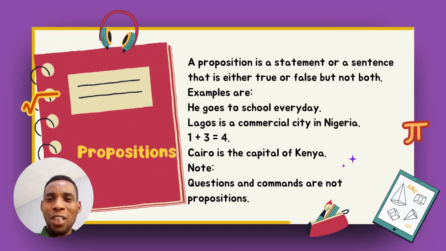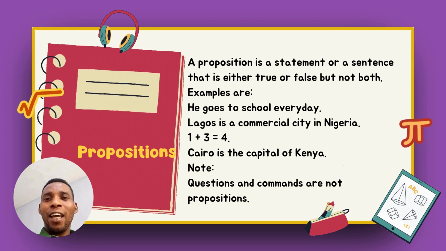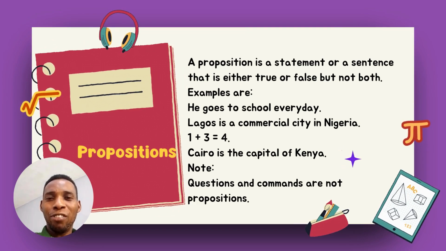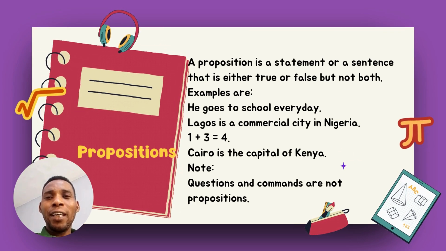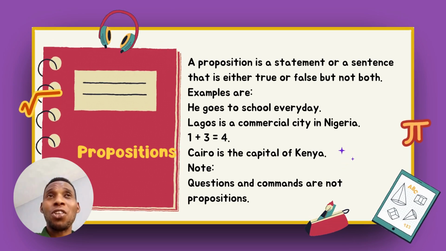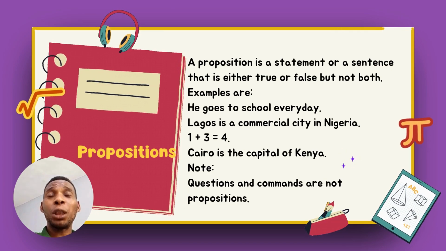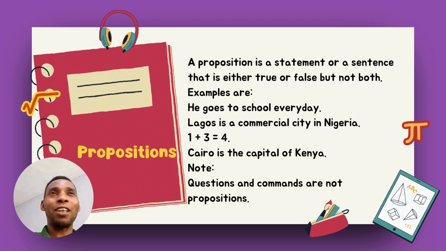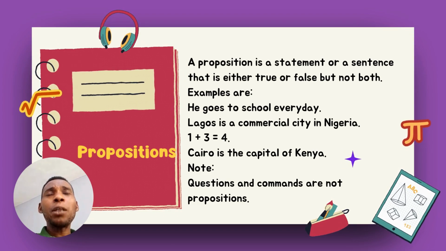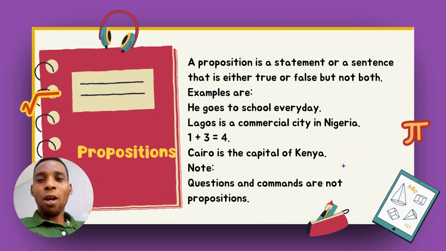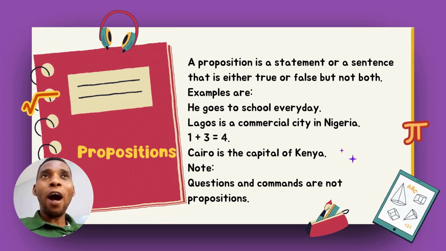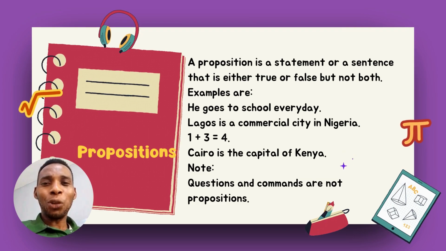So let's see examples here. The first one says, he goes to school every day. The second one says, Lagos is a commercial city in Nigeria. Of course, Lagos is one of the commercial cities in Nigeria. That is a true statement. Another one says, 1 plus 3 equals 4. When you add 1 and 3 together, you have 4. It is also a true statement.